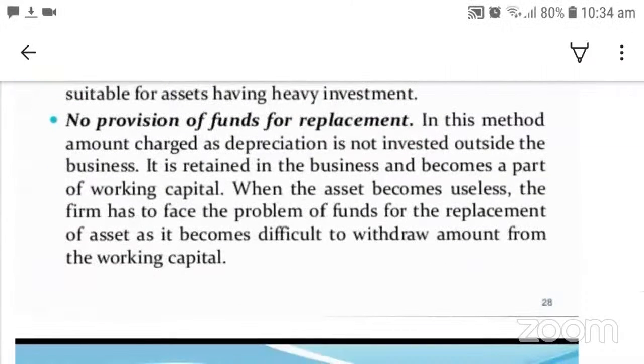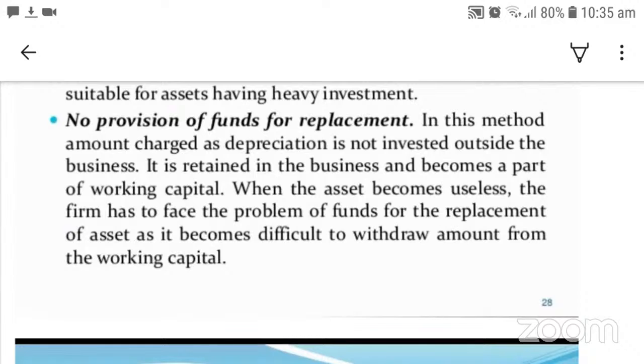No provision of funds for replacements. In this method, the amount charged as depreciation is not invested outside the business. It is retained in the business and becomes a part of working capital. Every year we are providing provision for depreciation, but it will remain in the company only. We are using it for working capital only. We are not investing that amount in other businesses. For that, we can't replace the funds immediately.